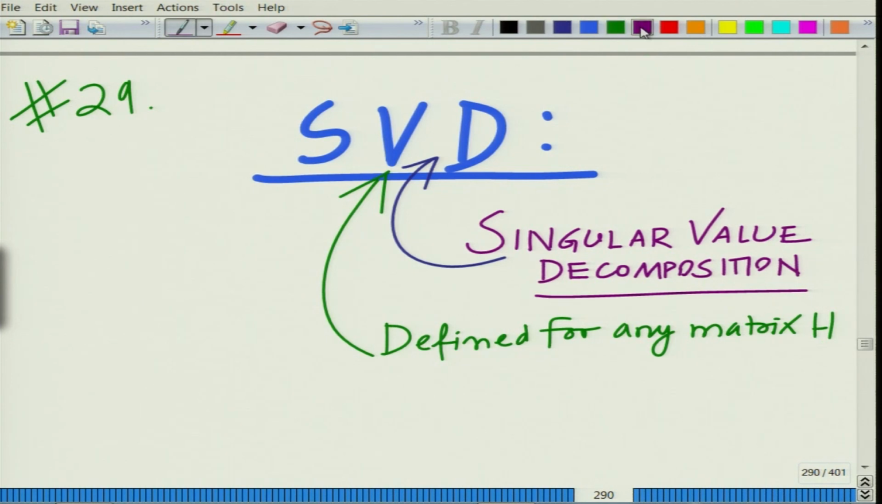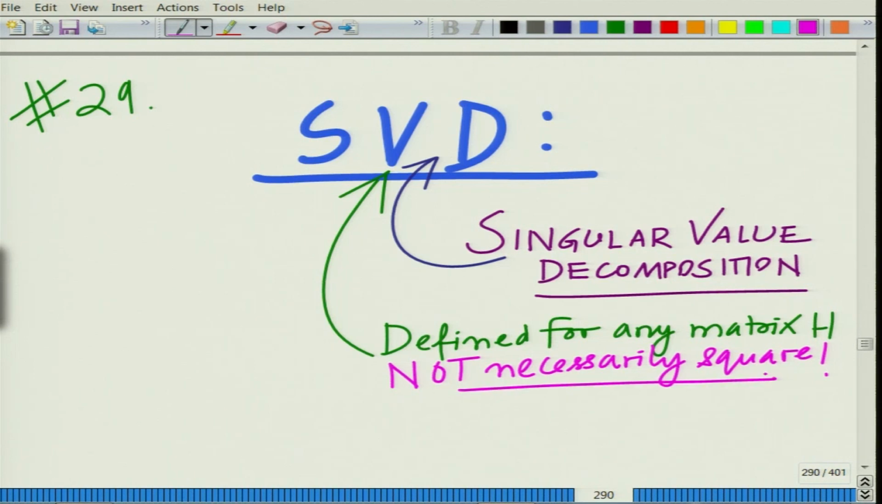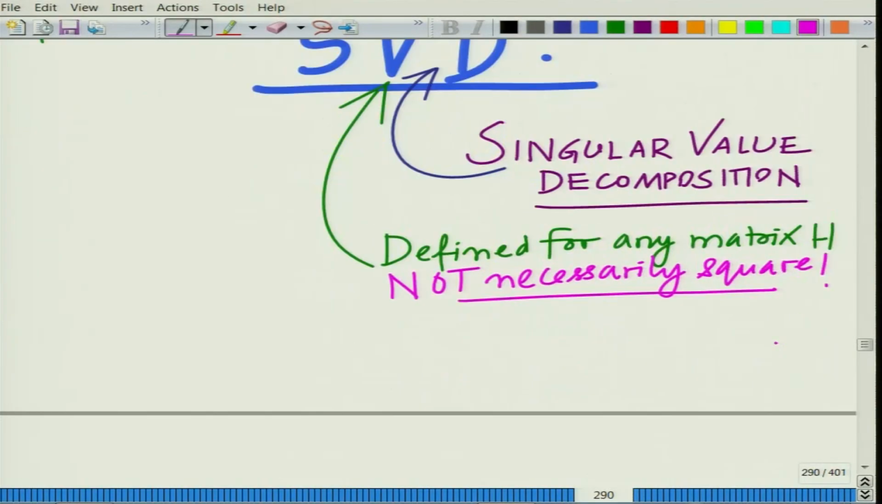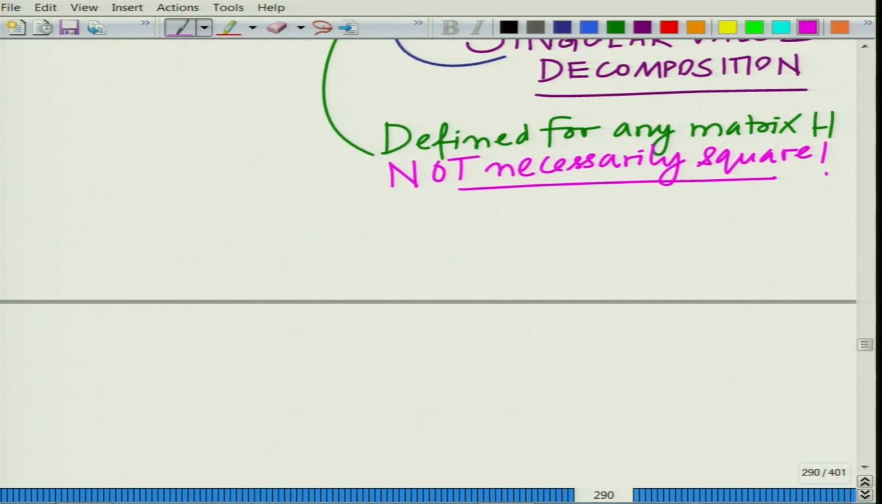Not necessarily square. This is an important thing to remember, because the eigenvalue decomposition, remember, is defined only for a square matrix, but the singular value decomposition is defined for any matrix, any arbitrary m cross n matrix that is not necessarily square. Okay. So consider H, which is an m cross n matrix.